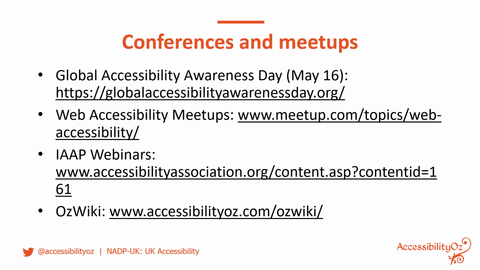There's also some great conferences and meetups. Global Accessibility Awareness Day was May 16th, but you can find all the recorded webinars. All this stuff is online now. There are web accessibility meetups everywhere. I spoke at the Web Accessibility Meetup in London in mid-2019, which was great. There's also an organisation called the International Association of Accessibility Professionals, and they have a series of webinars as well.